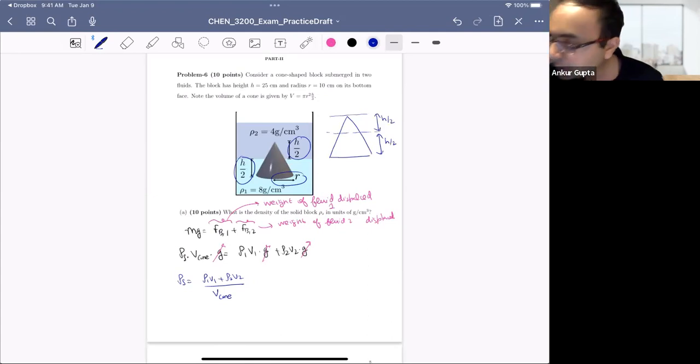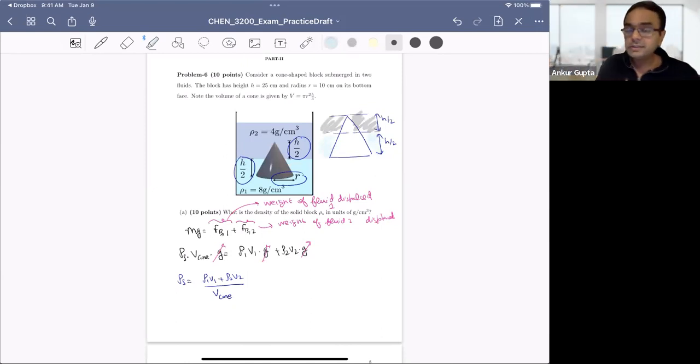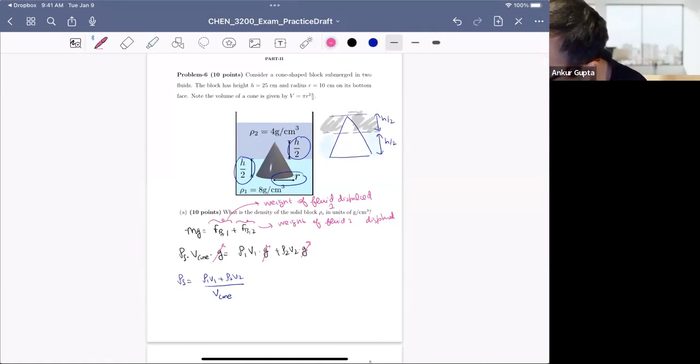So this is fluid 1. Maybe just to clarify a little bit here, we're thinking about this fluid here, and then the second fluid is at the bottom, which is this one. So I don't know much about this problem other than the fact that these heights are the same. So how do I get the volume in the top fluid and the bottom fluid? One thing to note is that this is also a mini cone. This is also a cone.